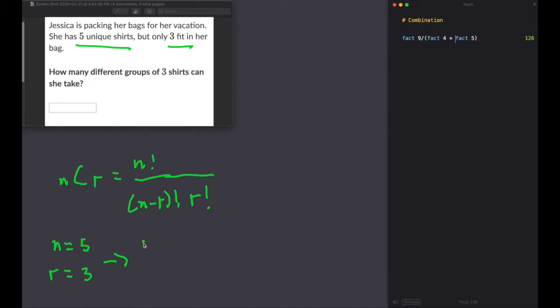And so if I want to do this, I'm going to have 5C3 equals 5 factorial over 5 minus 3 factorial times 3 factorial. And so in this case, it'll be factorial of 5 divided by the factorial of 5 minus 3, which is actually going to be 2, times the factorial of 3. And so we end up with 10 different possible combinations for her 3 shirts. Now, one thing I want to point out here is you might be wondering, where did this factorial 2 come from?